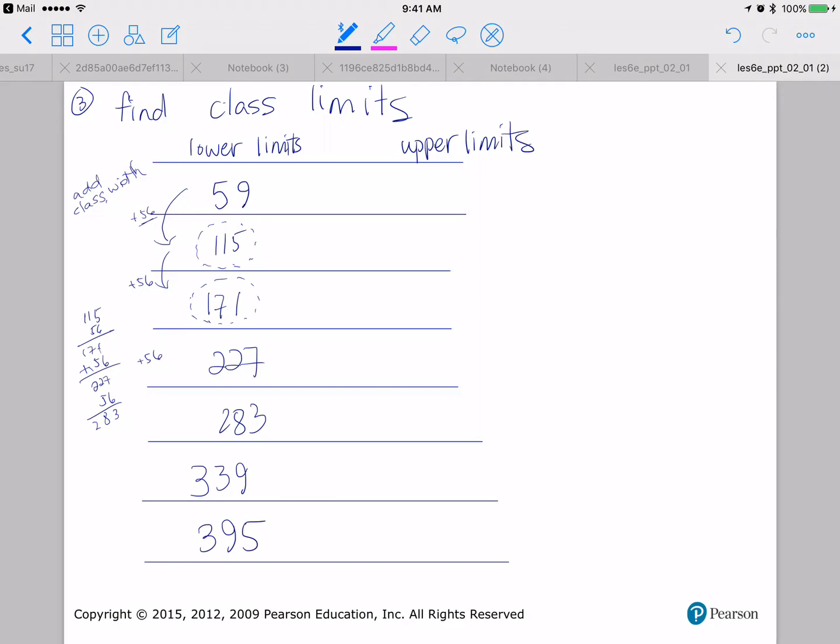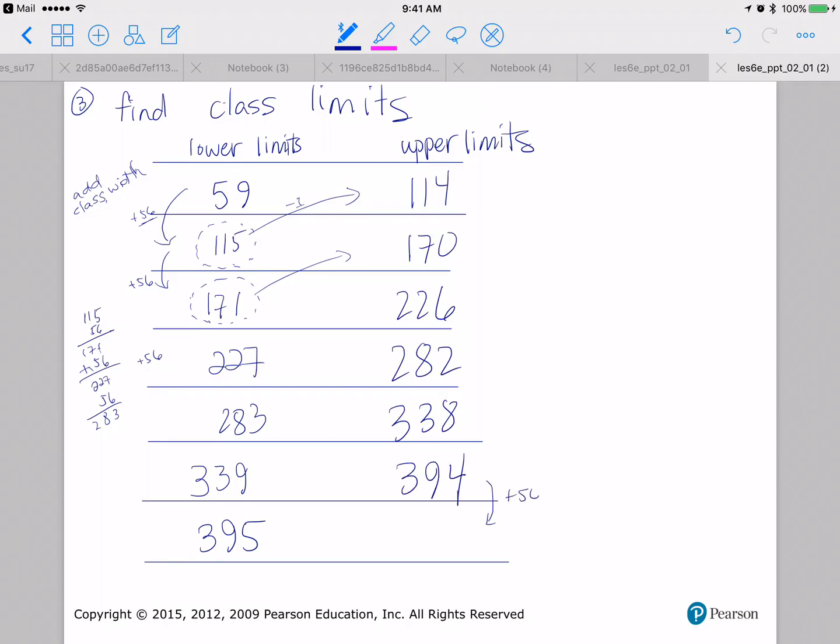Now, to get my upper limits, pretty easy. I'm going to subtract 1. So the 115 is going to go to 114. 171 is going to go to 170. 226, 282, 338, 394. And now to get this last one here, I'm going to add 56. So 394 plus 56, 450.